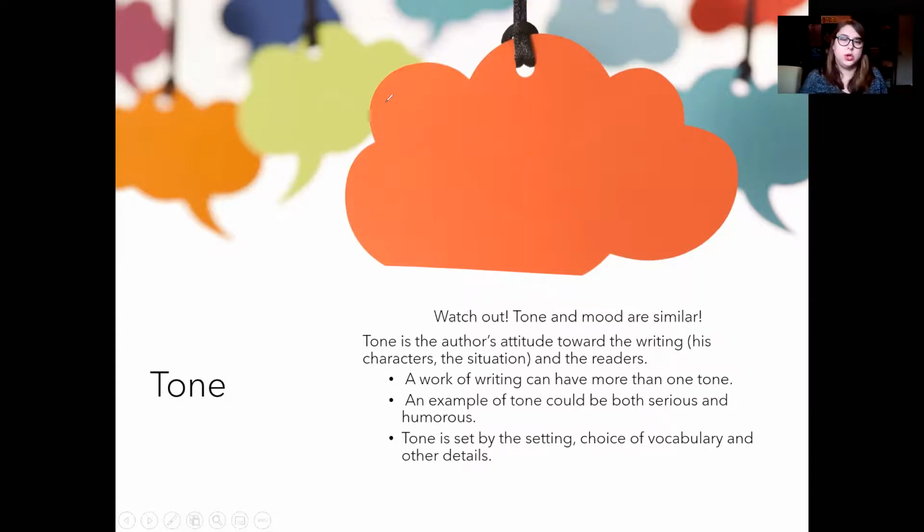When we talk about tone, tone is the author's attitude towards the writing. And that includes things like characters or the situation and the attitude toward the readers. So if we said that mood is all about me, it's all about how I feel, tone is all about how the author feels. So it's about the author's attitude.